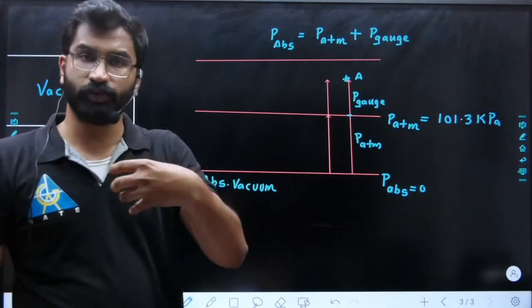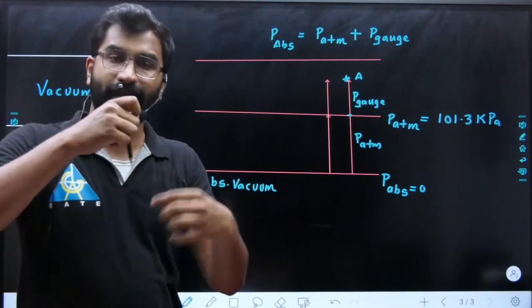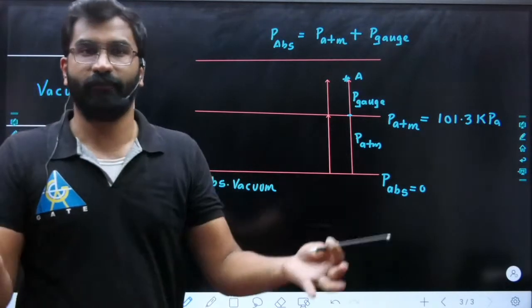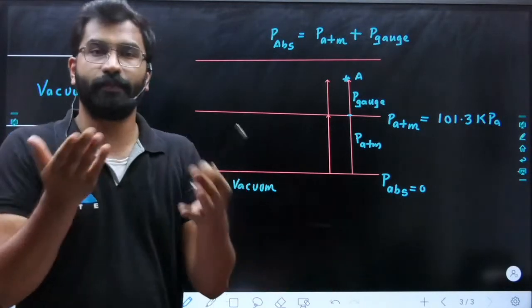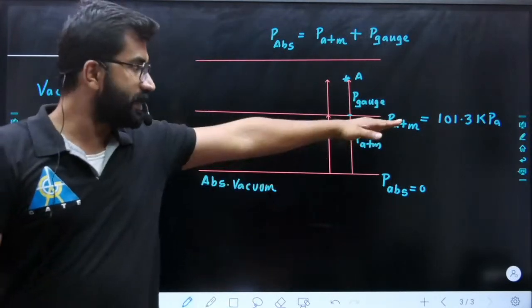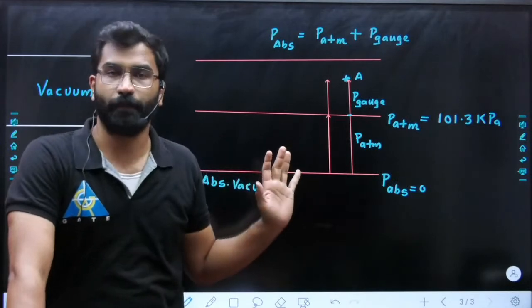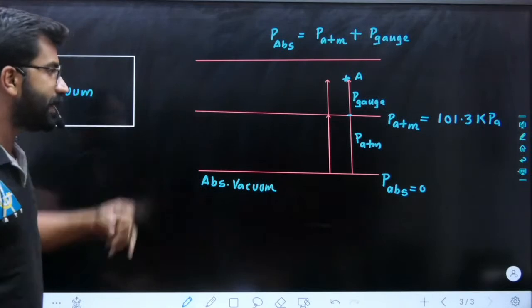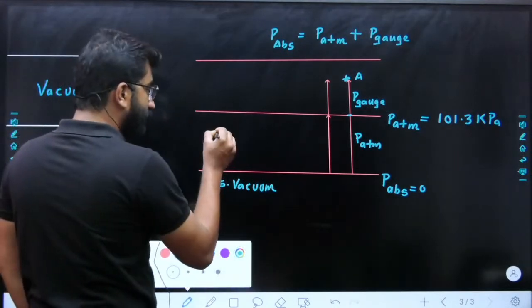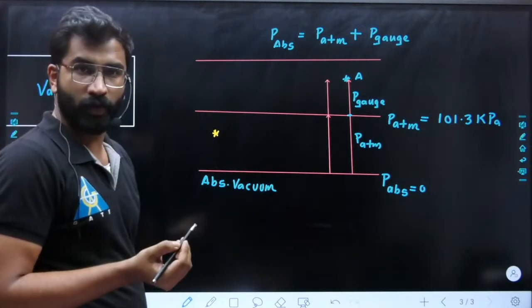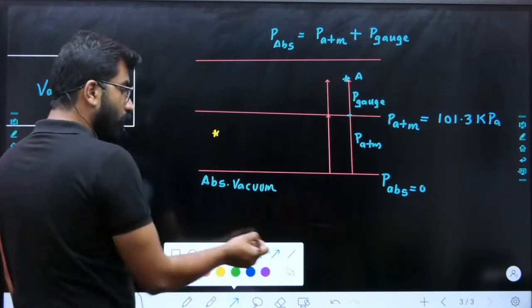When we are drinking a juice, the pressure we are making in the straw to have a flow is vacuum. But we are not creating absolute vacuum, right? We are creating some vacuum which is less than 101.3. That's all. So this is the simple logic. Any pressure which is less than atmospheric pressure, that value is vacuum.